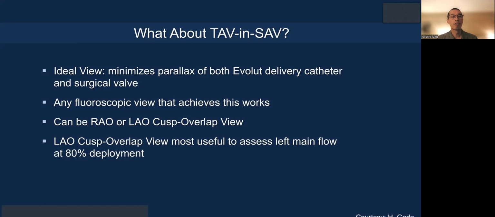Now, what about TAVR in SAF? The ideal view is really to minimize the parallax of both the Evolut delivery catheter at the inflow and the surgical valve. So any fluoroscopic view that can achieve this will work. It can be RAO, it can be LAO cusp overlap view. The LAO cusp overlap view, however, is most useful to assess the left main flow at 80% deployment.